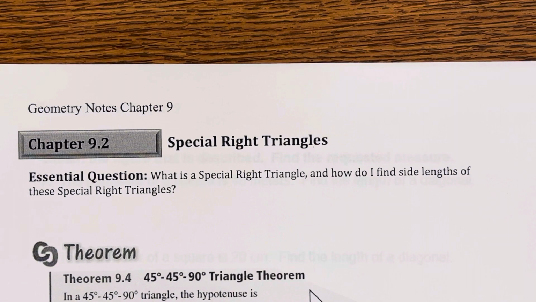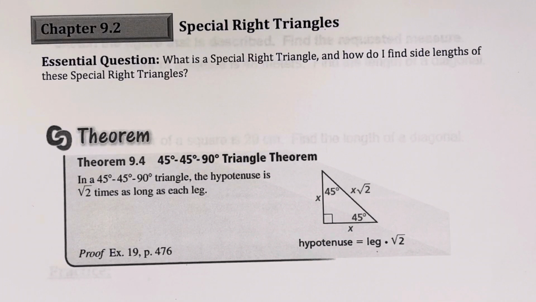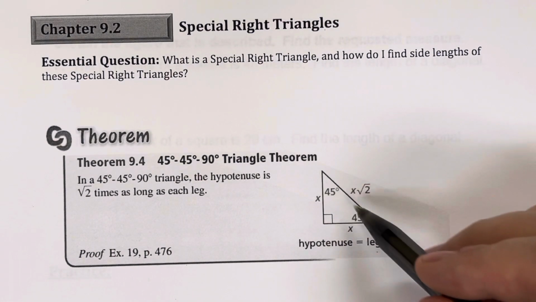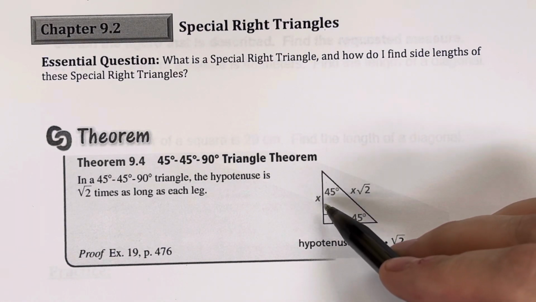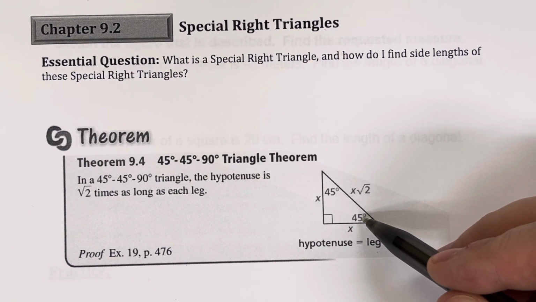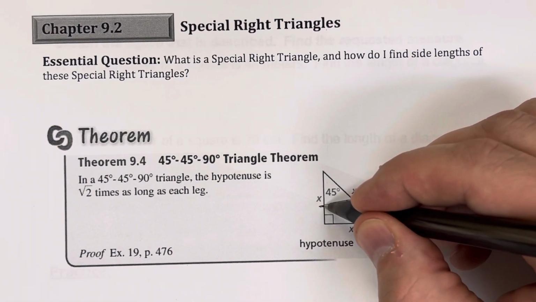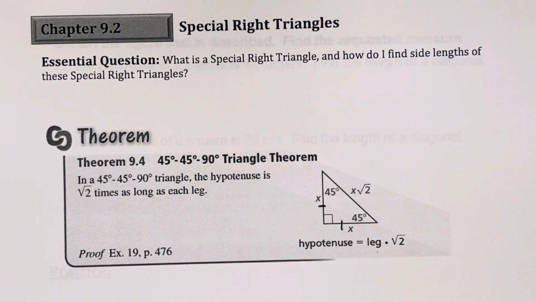Goal for today is going to be to work with our first special right triangle, which is a 45, 45, 90 right triangle. And a couple things about a 45, 45, 90 right triangle. We know that it has two congruent angles. They're both 45 degrees, and they are opposite of the legs. Now, since these two angles are congruent, that means that the two legs are also congruent. So the two legs are the same size. All right, and we also have our right angle to ensure that it's a right triangle.